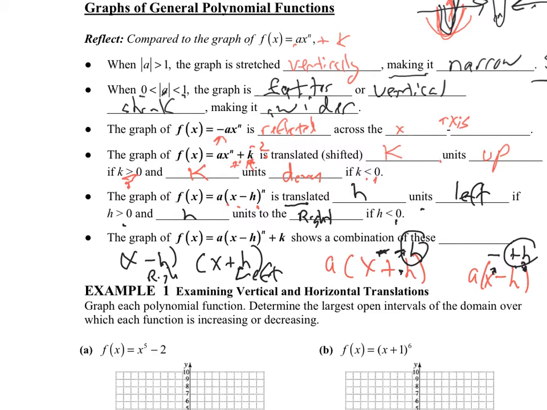That would have been, if h is less than 0, that's a minus minus. That's why it looks like it's positive. So it's shifting. Well, do I have it right? h is positive, which of these is h positive? Left or right? Right. The right.